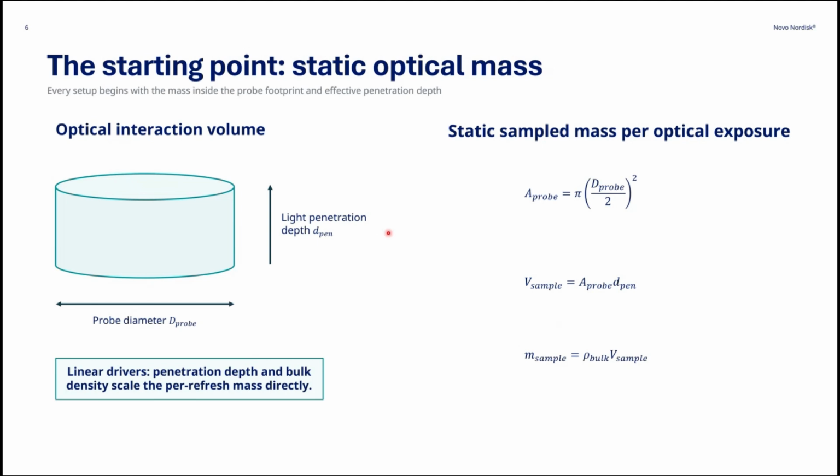And then very simply, we take the volume of the sample, of this illuminated interaction volume, as we call it, and we multiply with the bulk density, and then we have a mass of this sample for one given optical interaction volume.